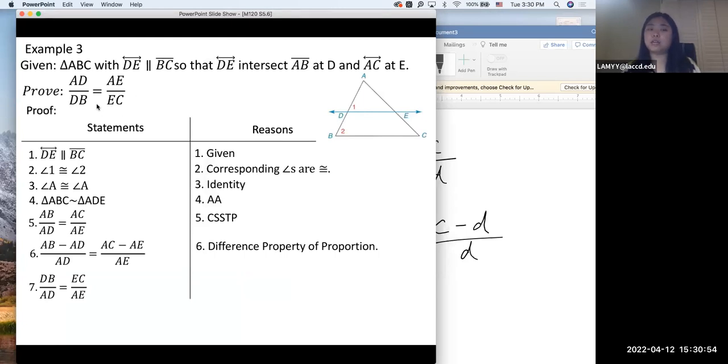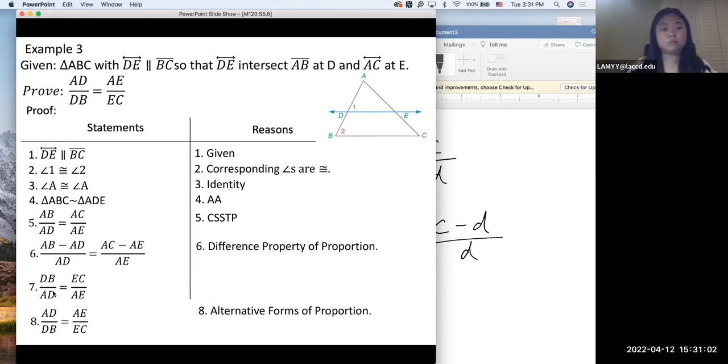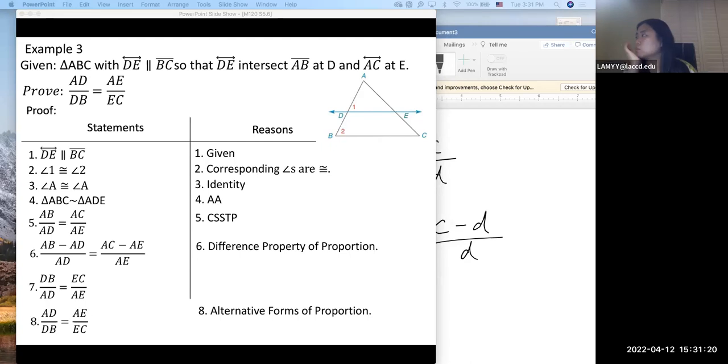We're almost there, all right? So you could just flip it. Alternative forms of proportion. We just flip it for both sides. Then we could get what we proved here. This is one of the forms. So I want you guys to remember that when DE is parallel to BC, you could apply the side proportion.